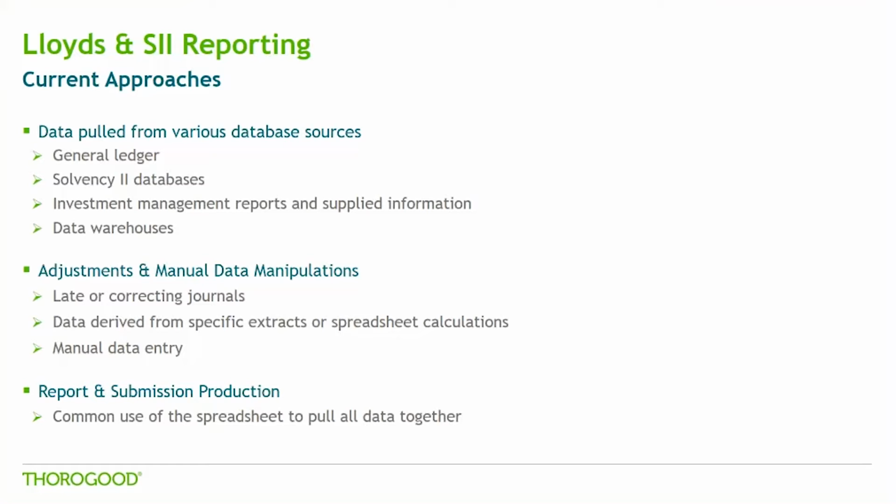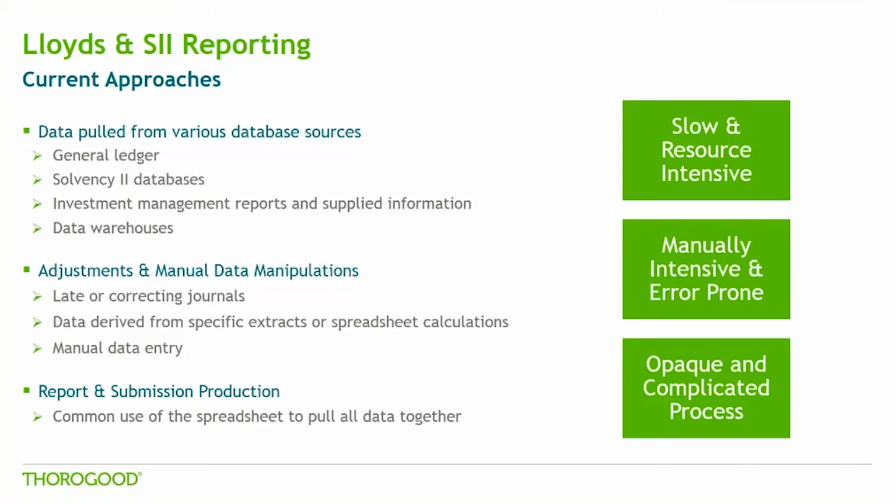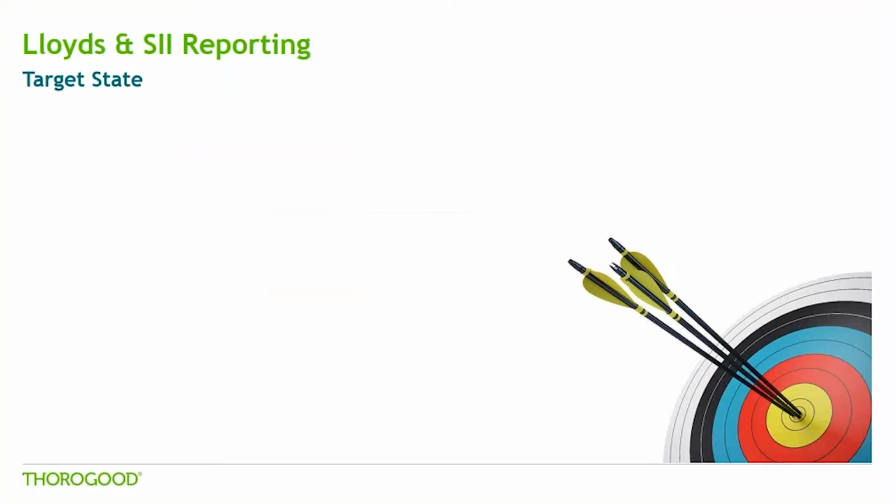Now, all that is quite an onerous activity and ends up being pretty slow, resource intensive. It's got a lot of manual intervention, and therefore that means that it's potentially error prone. And also the nature of spreadsheets mean that it can be opaque as to what is actually going on, and even complicated. So what do we want to do instead? What would we like it to be?